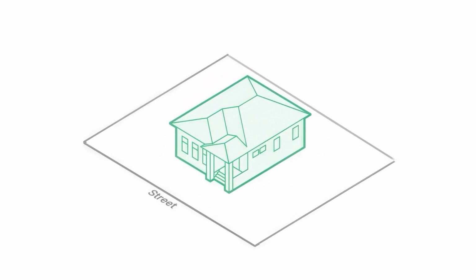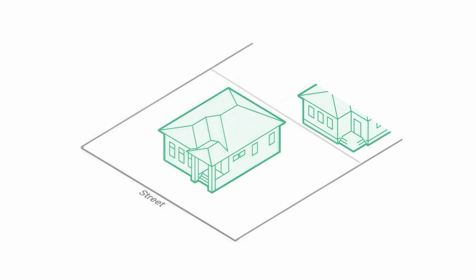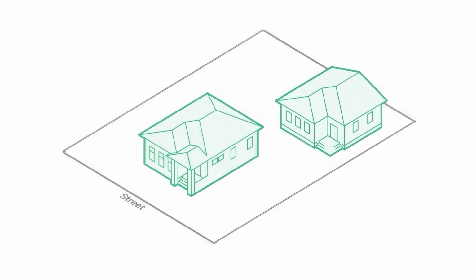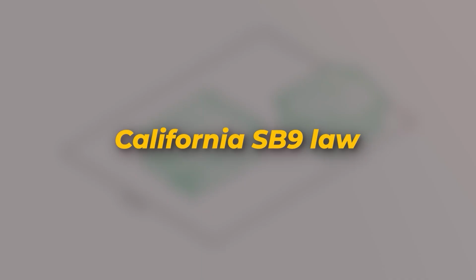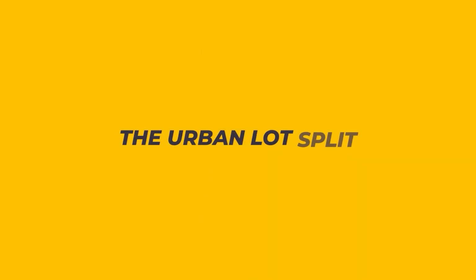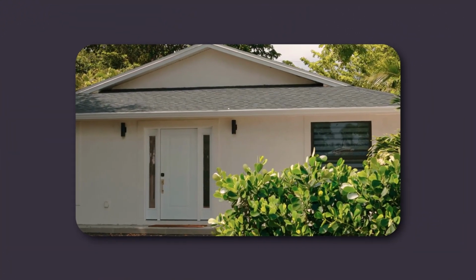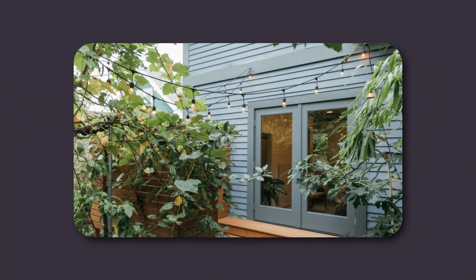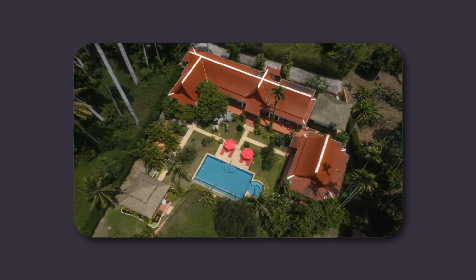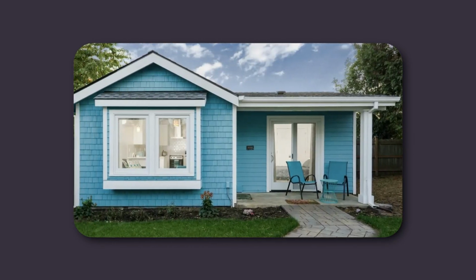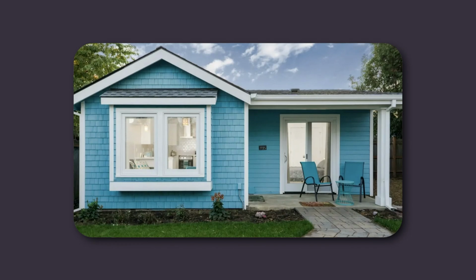A lot of people are excited about the prospect of adding a second home to their property using the new California SB9 law. There are two portions to the SB9 law. One, the urban lot split, and two, the 2-unit development. I'm saving the urban lot split topic for another time, but in this video, we'll compare building a second home using the SB9 2-unit development regulation versus the original ADU regulations from a few years back.